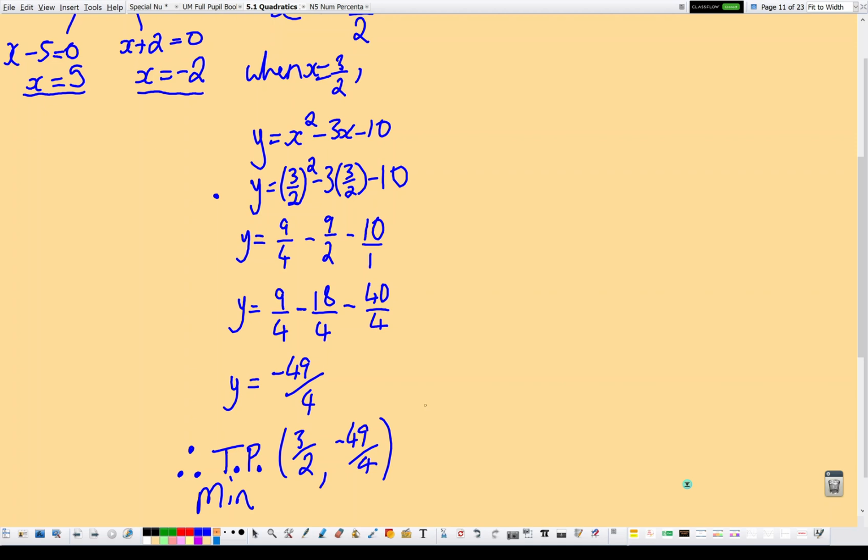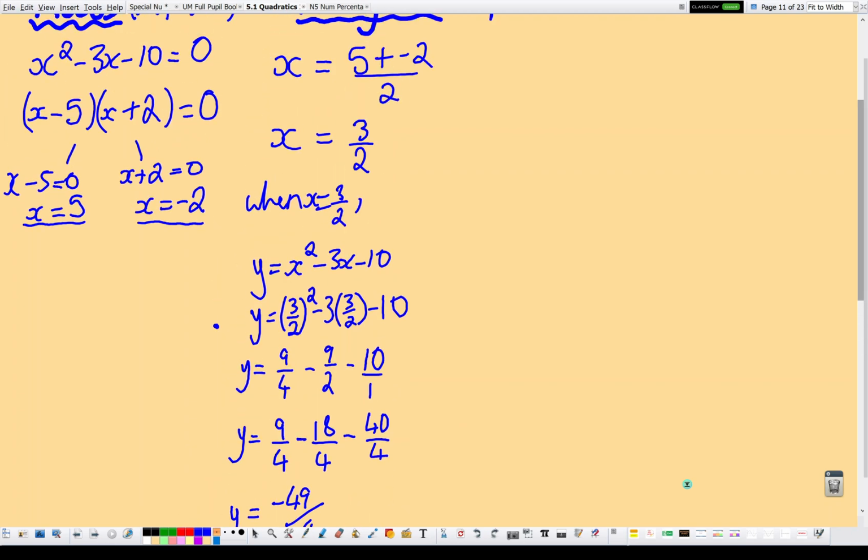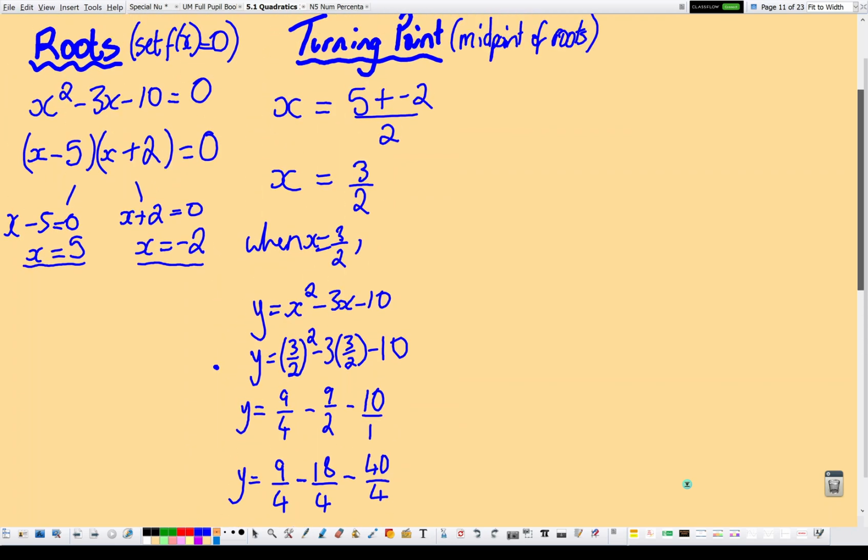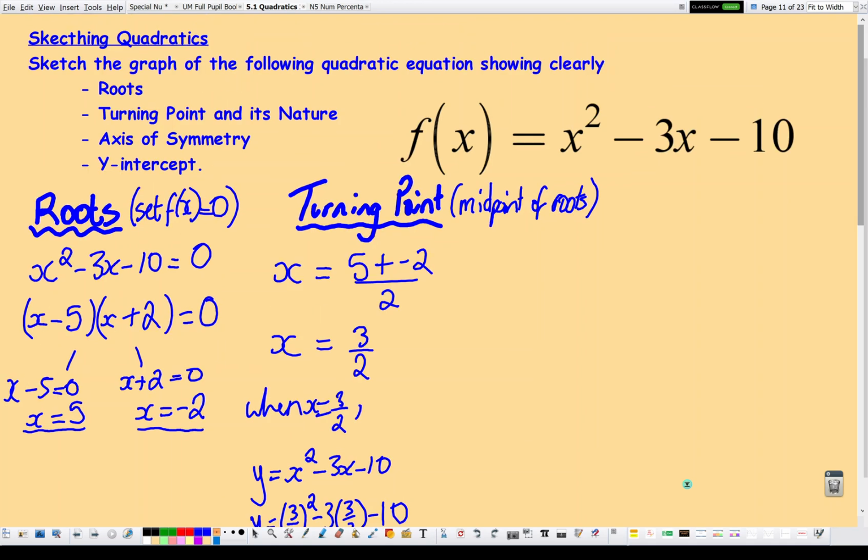When we actually go to plot that, it doesn't have to be exactly a quarter of the way through a box or anything like that. It just has to be roughly right, as long as we mark on the value. Okay, that was the turning point and the roots. The axis of symmetry is an easier one to do.